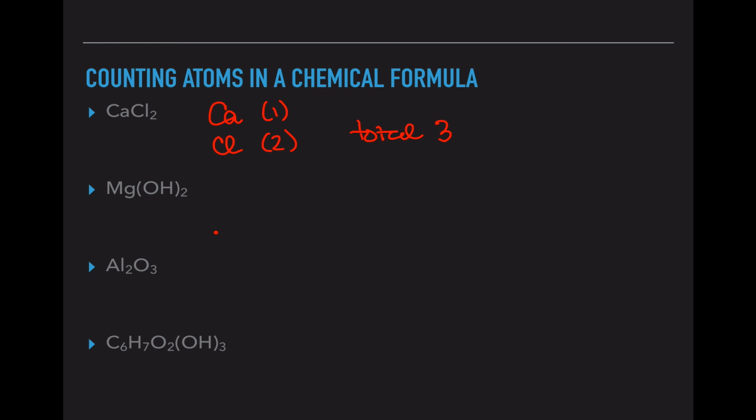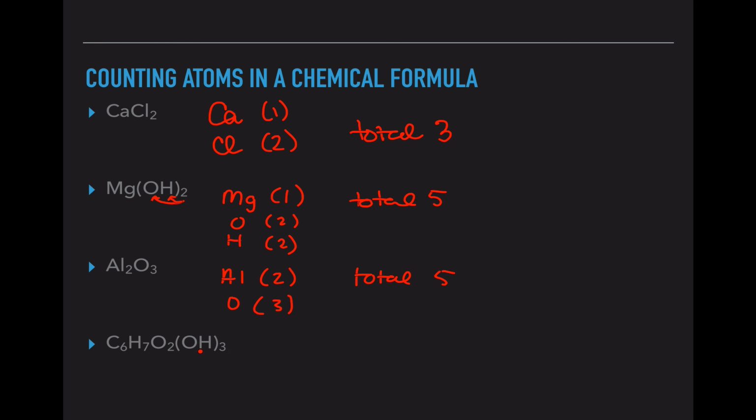The next one is magnesium hydroxide, so Mg(OH)2. Magnesium, there's only one. O and H we're going to list separately, and this 2 has to be distributed into the parentheses. So oxygen we actually have 2, and hydrogen we actually have 2. That's a total of 5 elements or atoms. Aluminum oxide, aluminum has 2, oxygen has 3, that is also a total of 5 atoms.